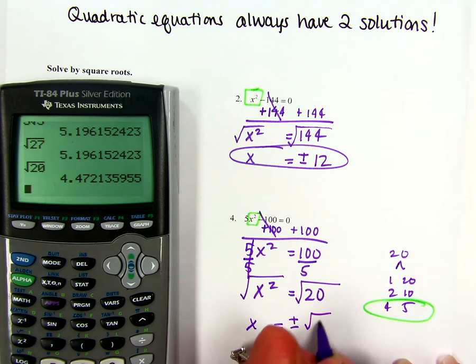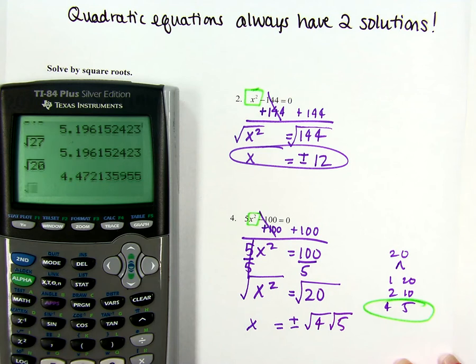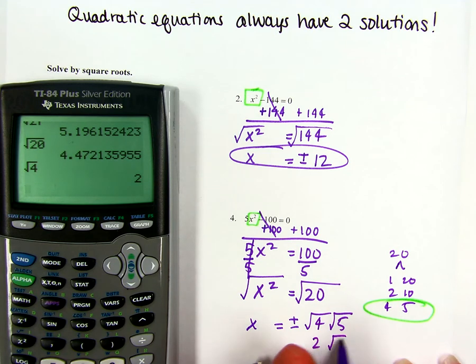So I know this is root 4 times root 5. And what is the square root of 4? That's 2. Okay, so x equals plus or minus 2 root 5.